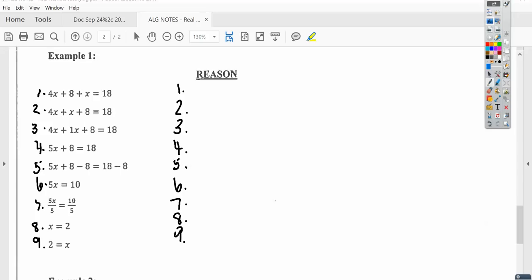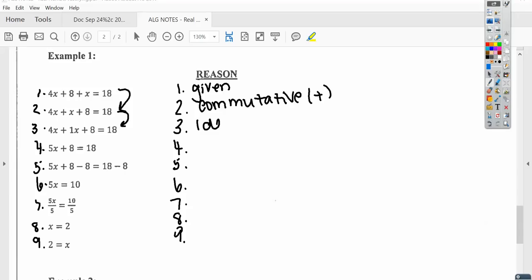What do you always know about step 1? It's given. Going from step 1 to step 2, what changed? 8 and x switched places, so what property is that? That's the commutative property of addition. Going from step 2 to step 3, notice x became 1x. What property allows me to say x goes to 1x? That's the identity property. Going from step 3 to step 4, what changed? Well, 4x and 1x became 5x, so they added, or CLT, whatever you want to say.